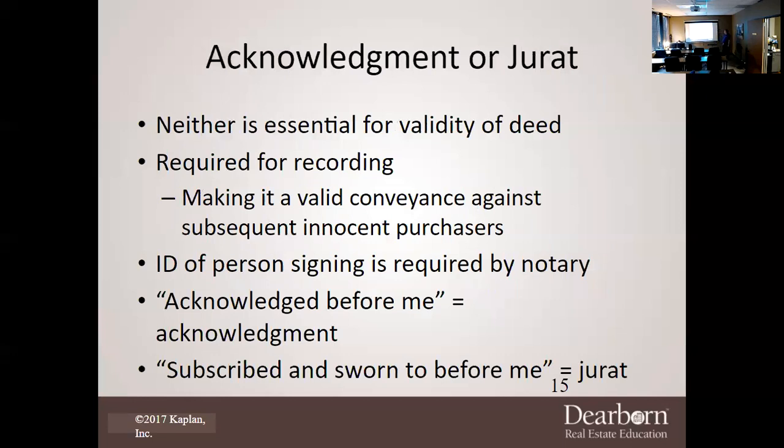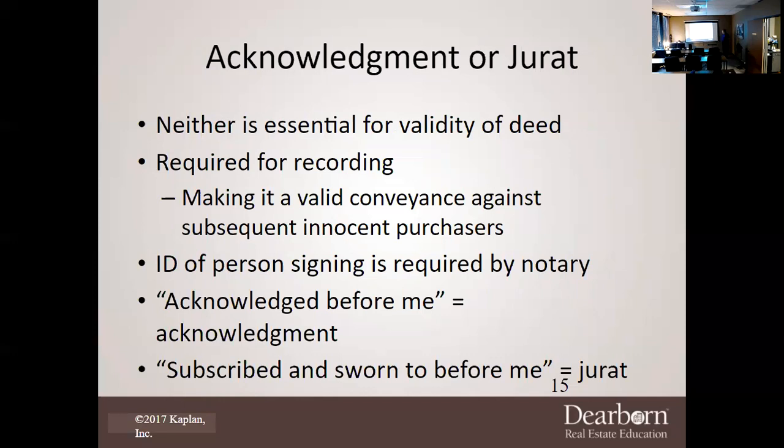So an acknowledgement and or a jurat. Neither is essential for the validity of a deed. Okay. Neither is essential to make certain that the deed is valid. It is required, though, for the recording. So while you do not have to actually notarize it, if you want it to be recorded, it has to have an acknowledgement or a jurat. And it's making it a valid conveyance against subsequent innocent purchasers.